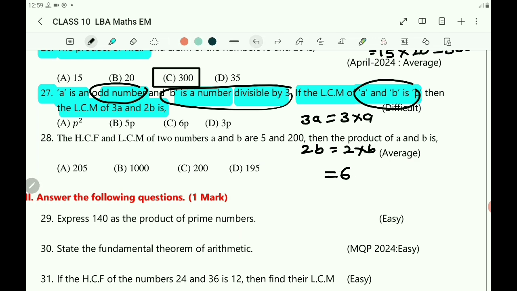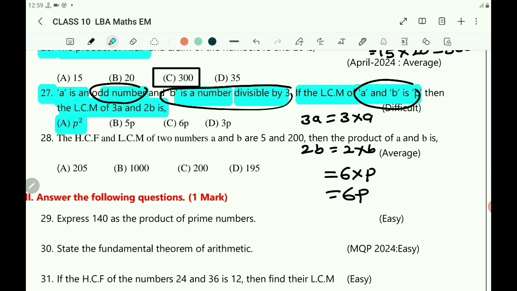They are prime numbers and also co-prime numbers, and their product becomes the LCM. So LCM of 3 and 2 is 6. Then LCM of A and B is given, that is P. So you write 6 into P, which is equal to 6P. So what is the answer? Option C is the answer.